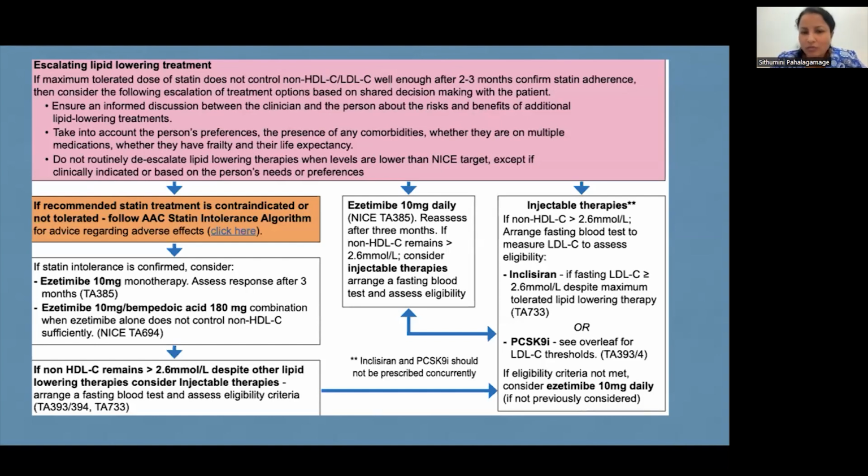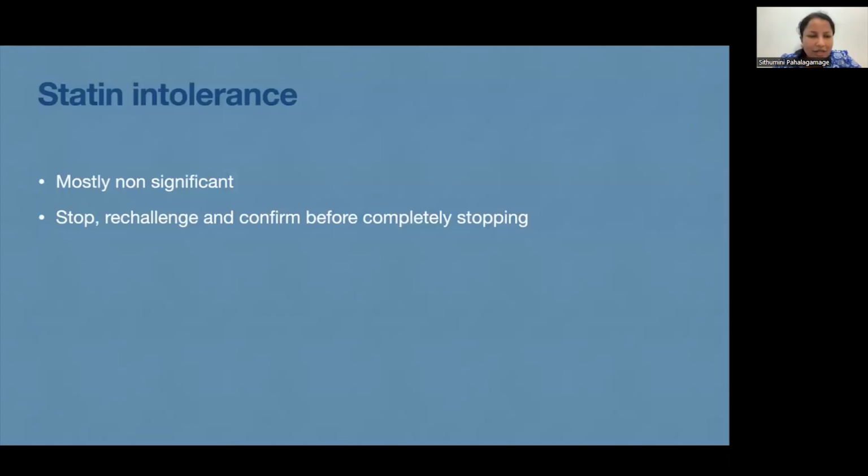But for now, try to optimize our statin therapy, and if the targets are not achieved, consider ezetimibe. And a word about statin intolerance. You must have experienced this: patients coming and telling various stories, saying that they are not able to tolerate their statins.